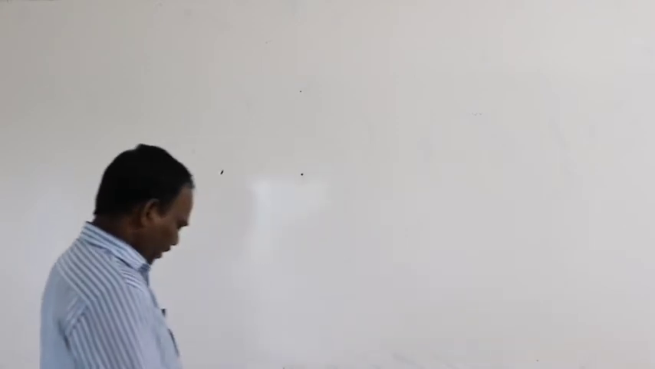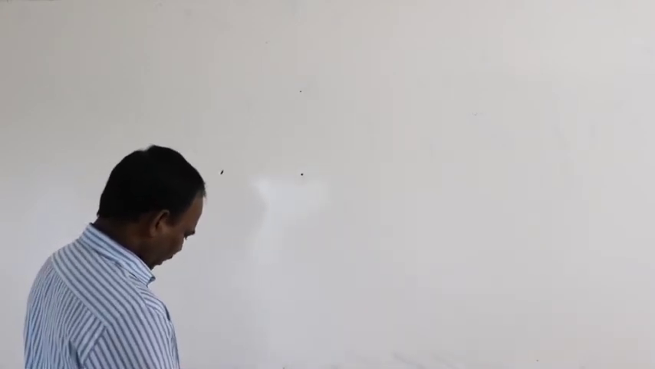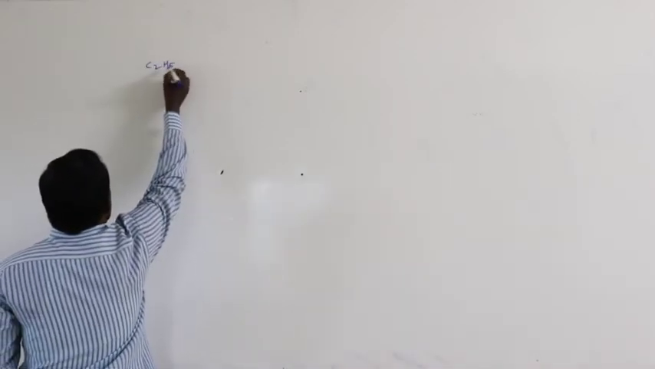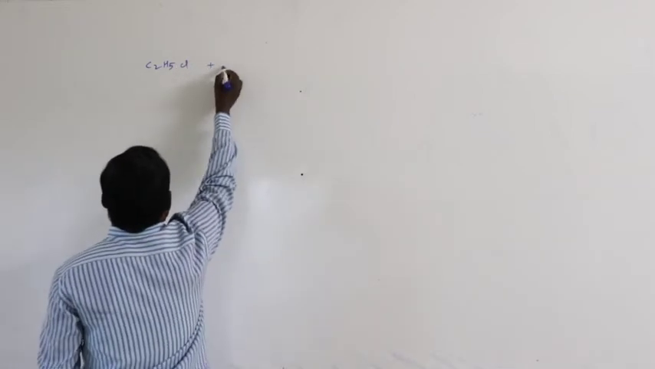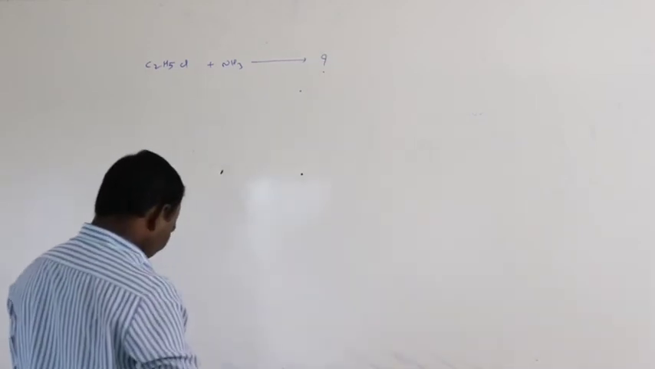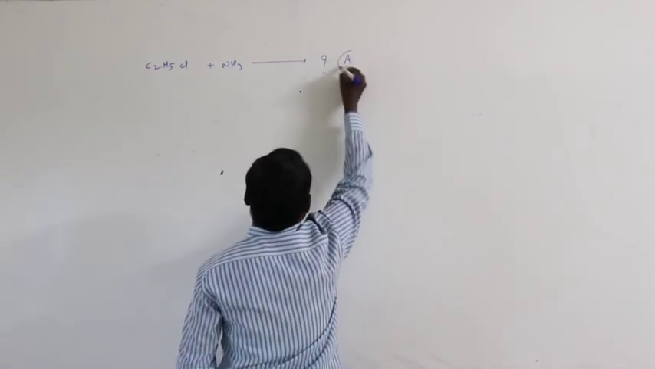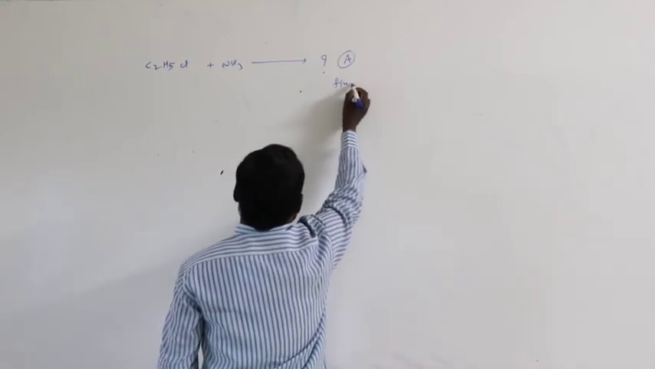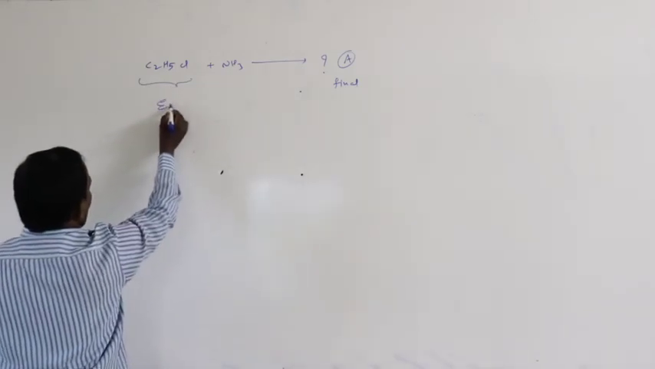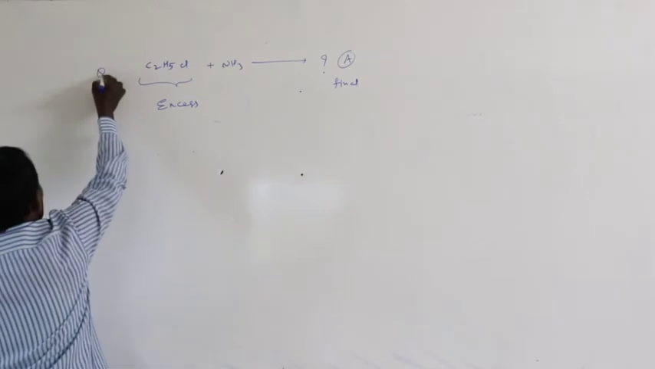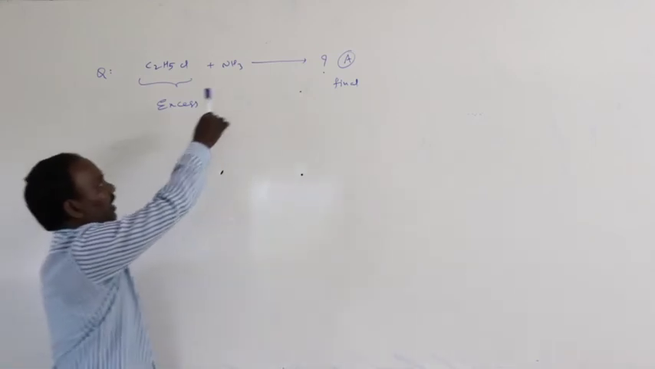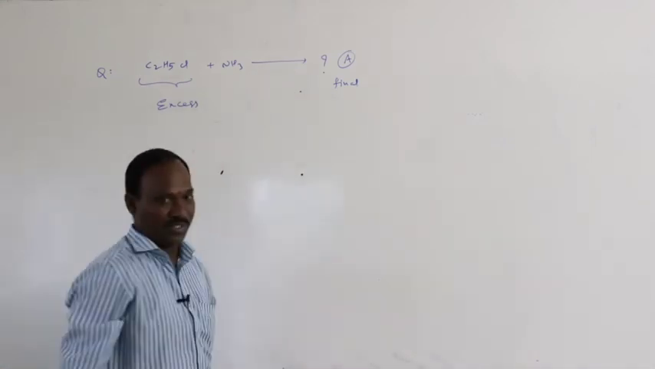And another one is ethyl chloride treatment with ammonia. C2H5Cl reacts with ammonia, NH3. What is obtained in this reaction? A. Here A is the final product. Excess ethyl chloride is taken, which reacts with ammonia to form compound A, the final product.